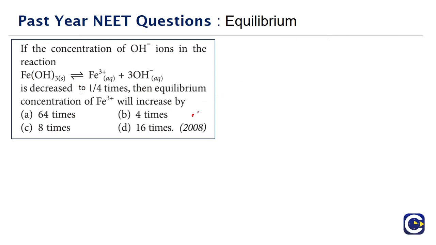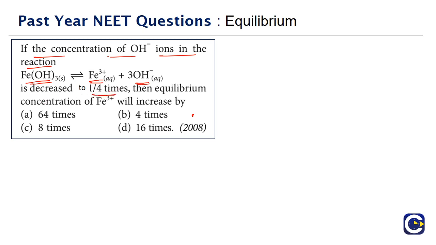Next we have a question that came in the year 2008. If the concentration of OH minus ions in the reaction, FeOH thrice gives rise to Fe3 plus and 3OH minus, is decreased to 1/4 times.